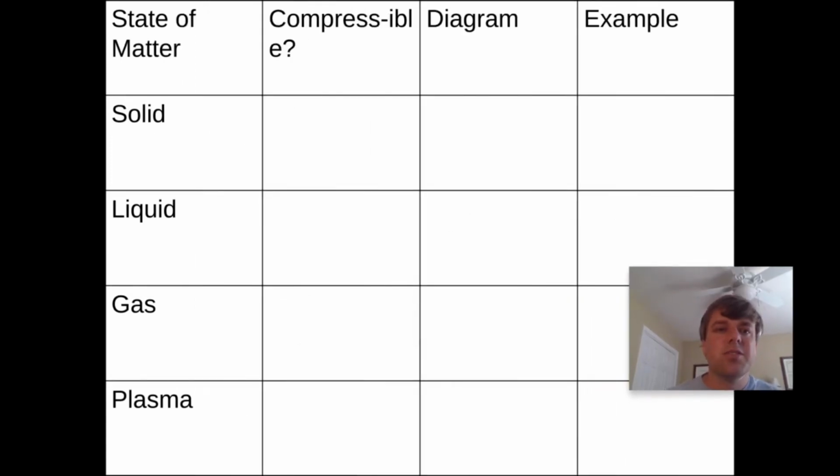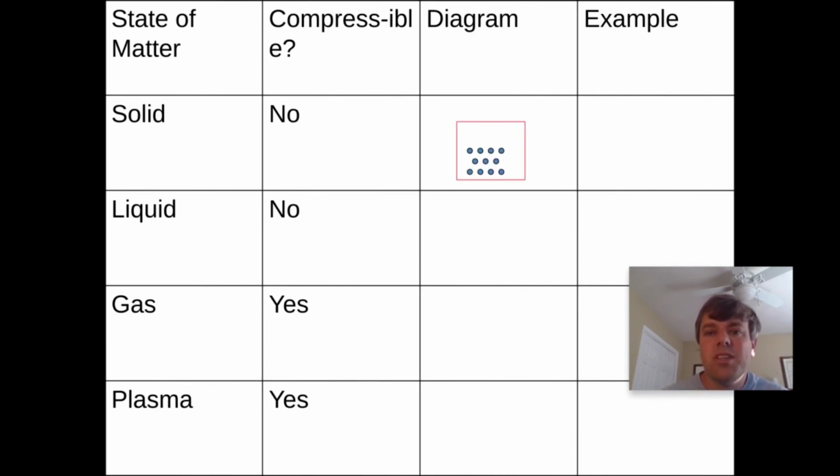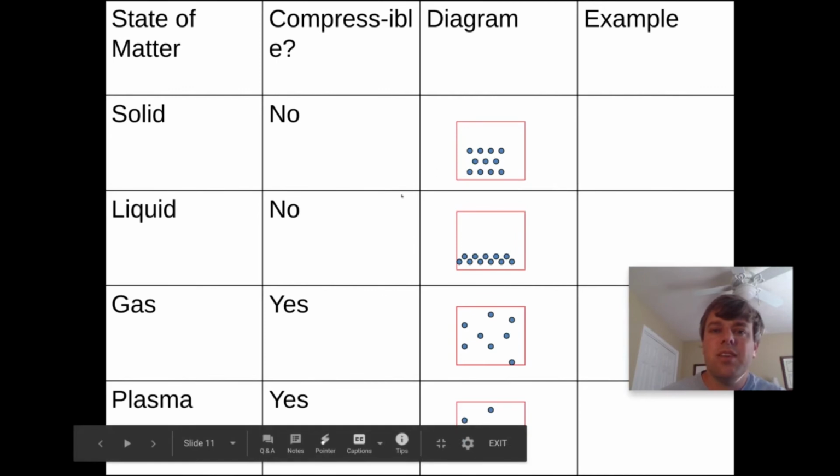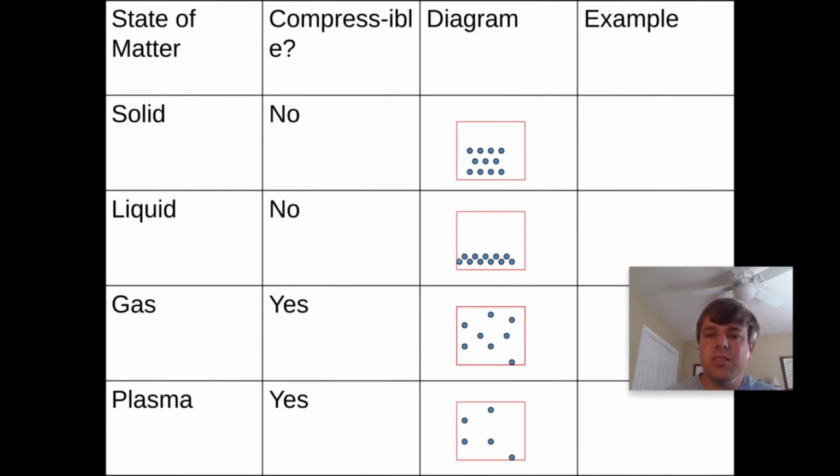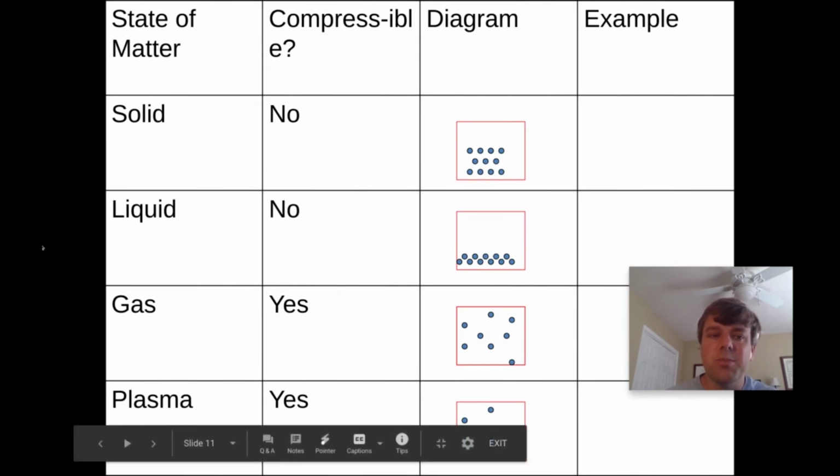The last couple of things, I'm not sure what happened with the formatting on this slide. Asking if things are compressible. Solids are not really compressible, neither are liquids. Now, they are technically to a very small extent, but not nearly as much as gases or plasmas, where since there's so much space in between the molecules, you can squeeze the particles closer together. For the diagram, this is not super important, but solids form their own shape. They can hold themselves up. Liquids sink down towards the bottom of their container. Gases are spread apart, and plasmas even farther apart.